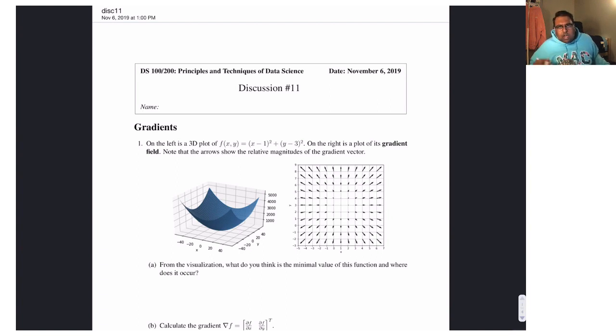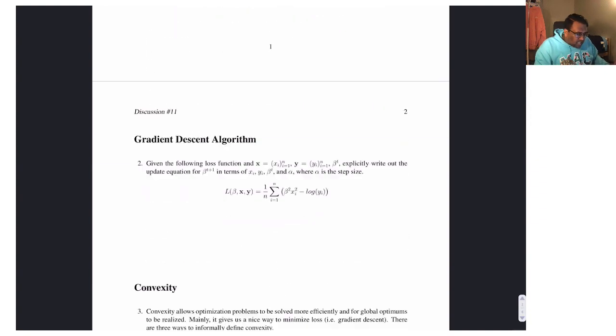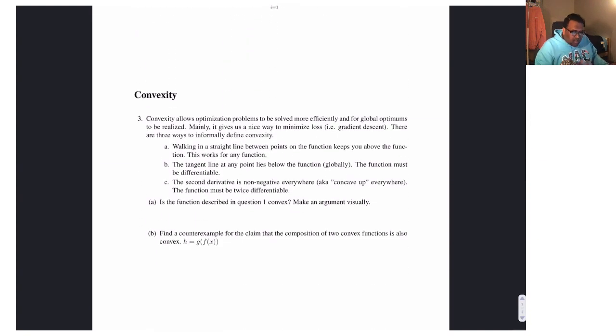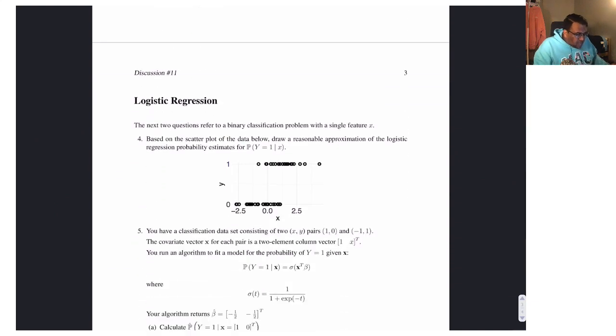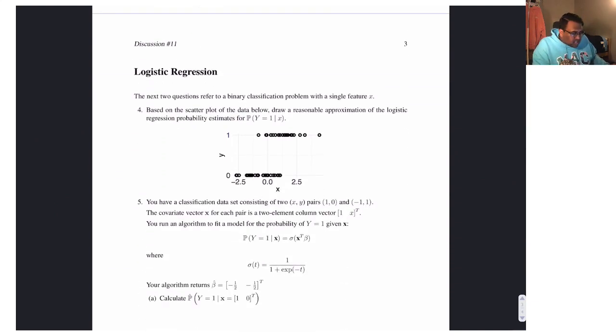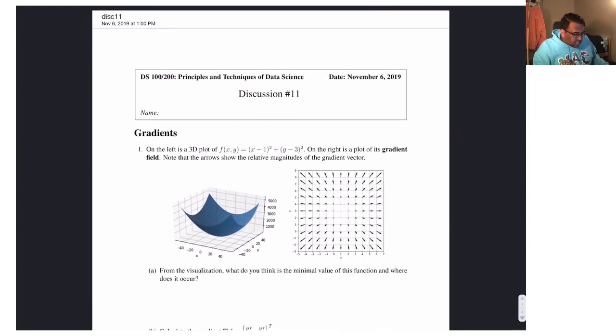2019 iteration of Data 100. So in this discussion, the first couple questions are about gradients, gradient descent, and convexity, all of which are intrinsically related ideas. Then we will take a look at logistic regression and work through some calculations involving computing cross-entropy loss and probabilities. Okay, so let's get into it.